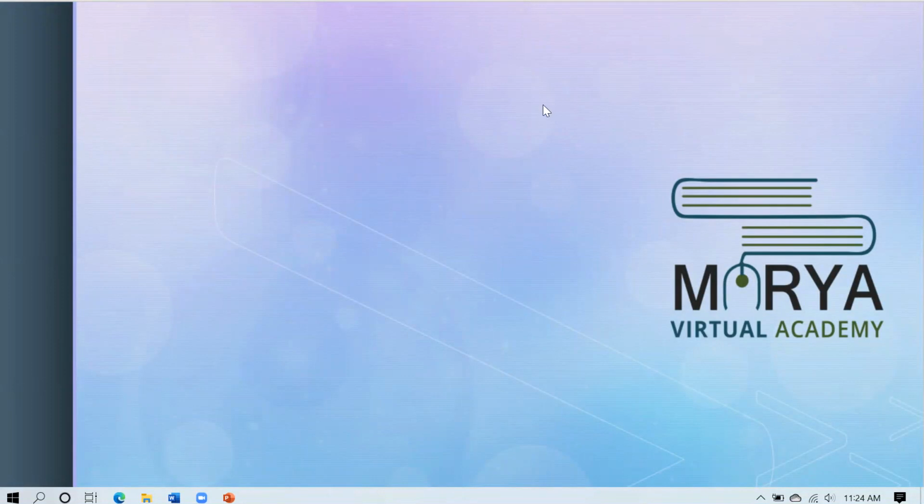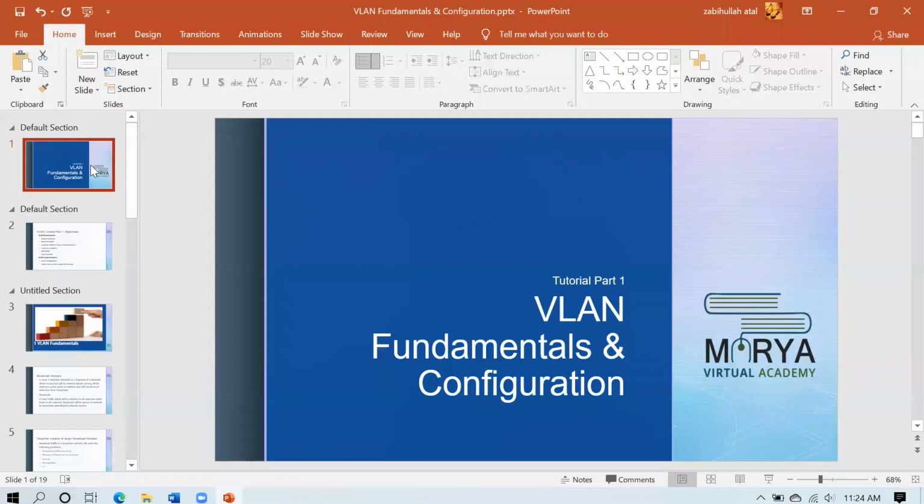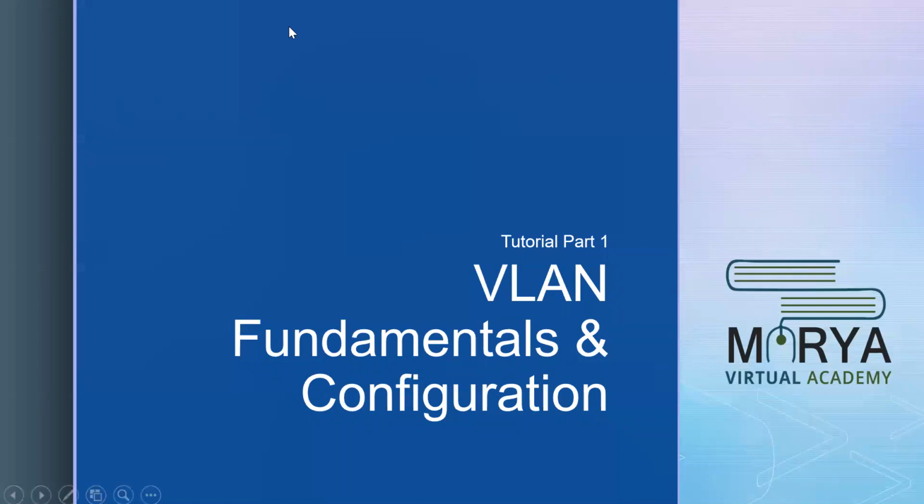We are going to start a tutorial about VLAN, about trunking and about inter-VLAN routing. And today we are going to start the first part of this tutorial, and this part is about VLAN fundamentals and configuration. As I told you, this is part one of this tutorial.